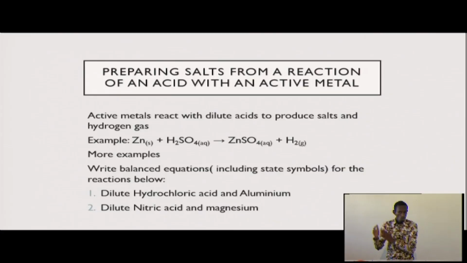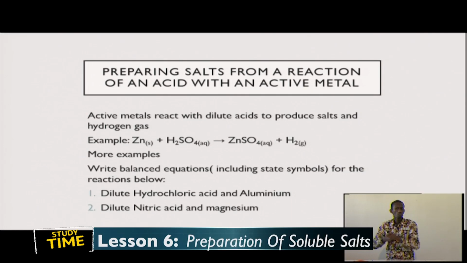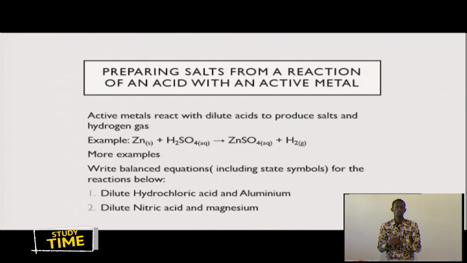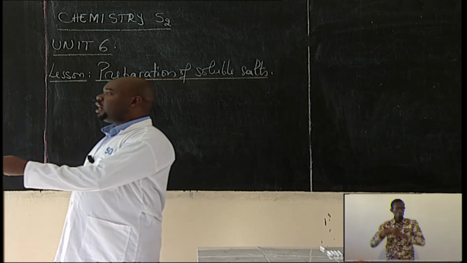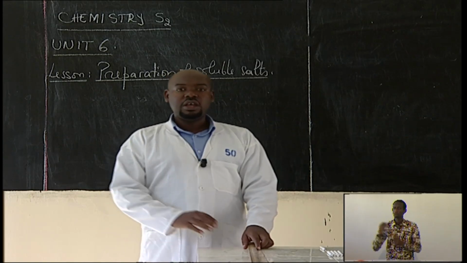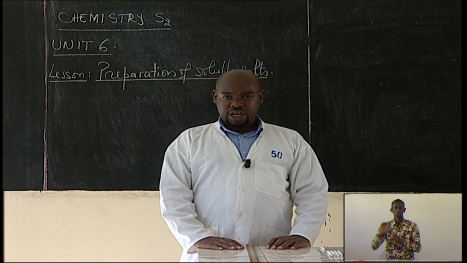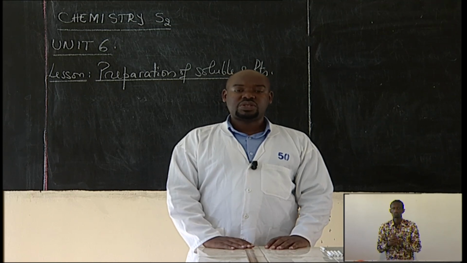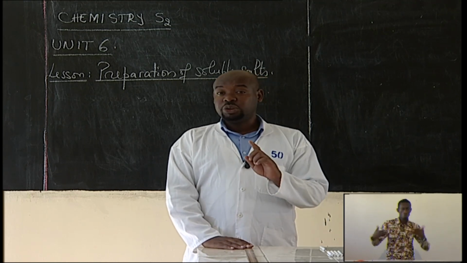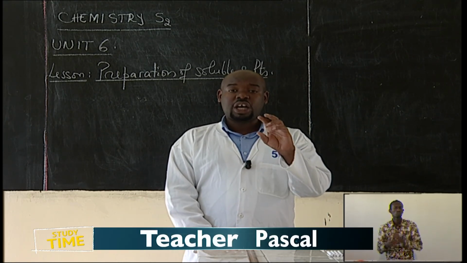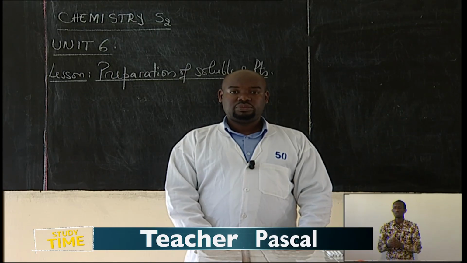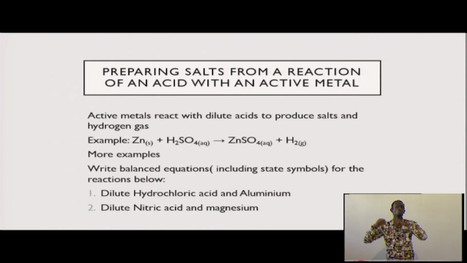Preparing salts from a reaction of an acid with an active metal. Think about an example of an acid. An acid, you know. And here we are starting with an acid and an active metal. Think about the acids you remember that we can use and the active metals we can use. Active metals means what? Active metals means metals which are very reactive, which can react easily with the acids.